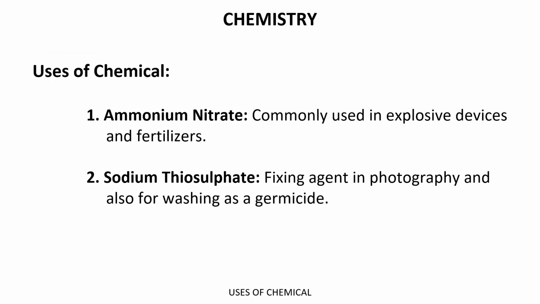Got it? Thereafter, now we are going to talk about the uses of some chemicals. So the first one is ammonium nitrate. It is commonly used in explosive devices and fertilizers. So the fertilizers which we use in the agricultural field are made up of ammonium nitrate. And why do we use the fertilizers?